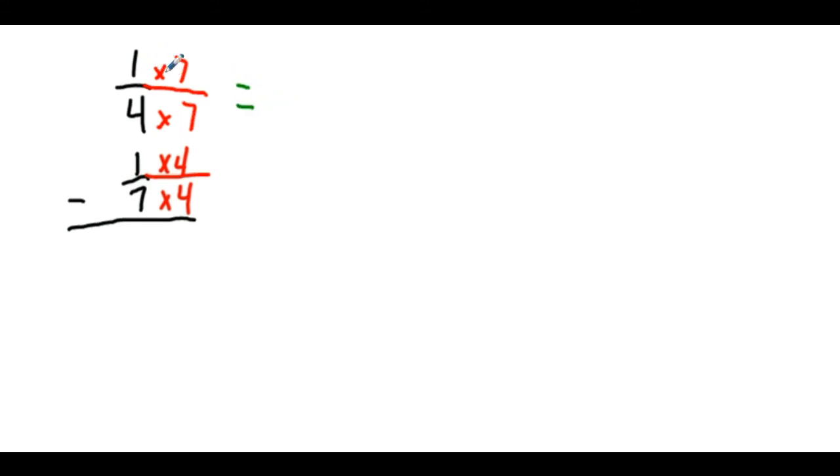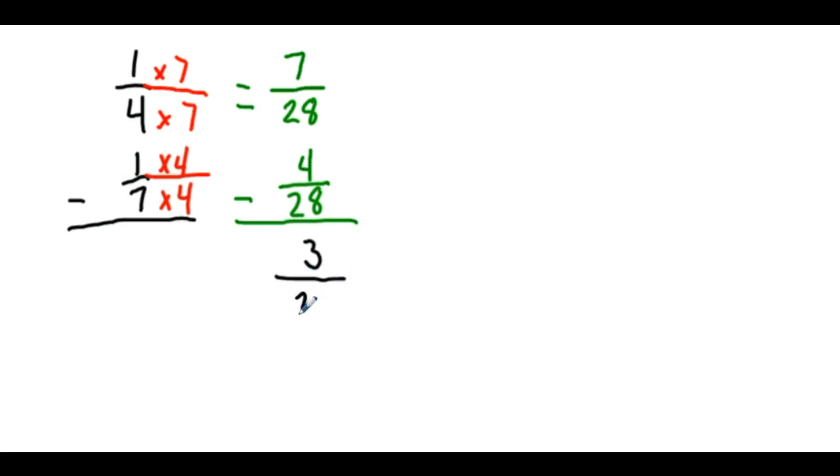Equals 1 times 7 equals 7 over 4 times 7 equals 28. Next one, 1 times 4 equals 4 over 7 times 4 equals 28. I carry over my operation, this one is subtraction, and I write my difference line again. And finally, I'm ready to perform the operation. The denominators are the same, so it will go unchanged, and I can subtract. 7 minus 4 equals 3. And I keep my denominator, 28.